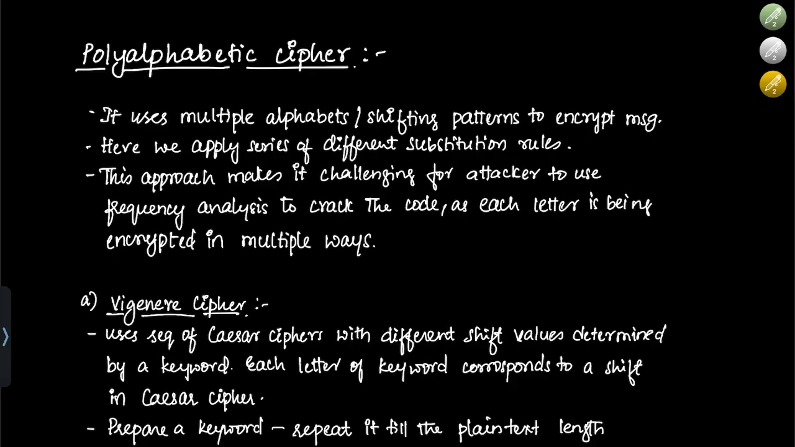So this cipher applies multiple related substitutions, and we make use of a key to determine which rule has been applied to each character in the given message. So this is what it comprises of.